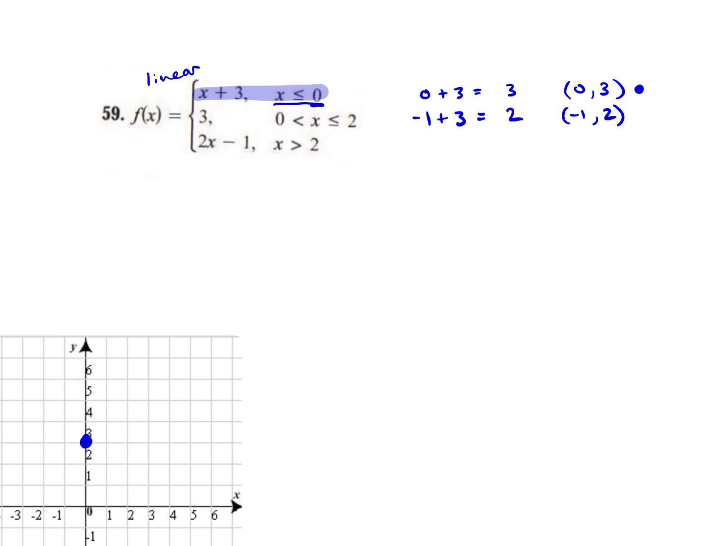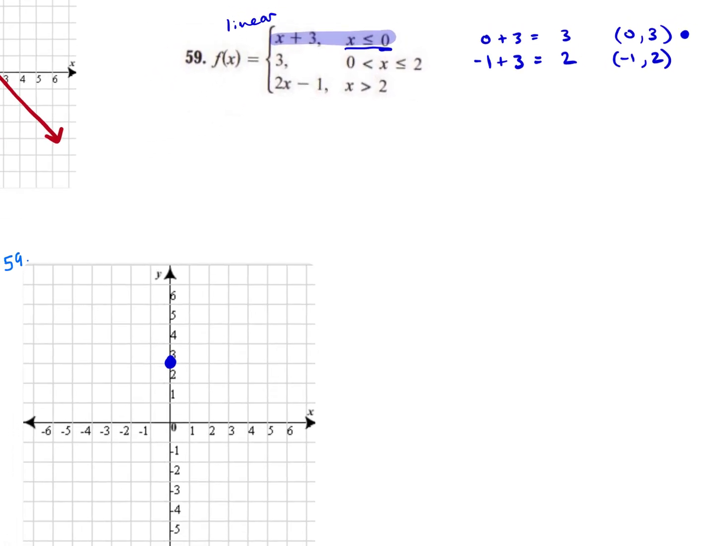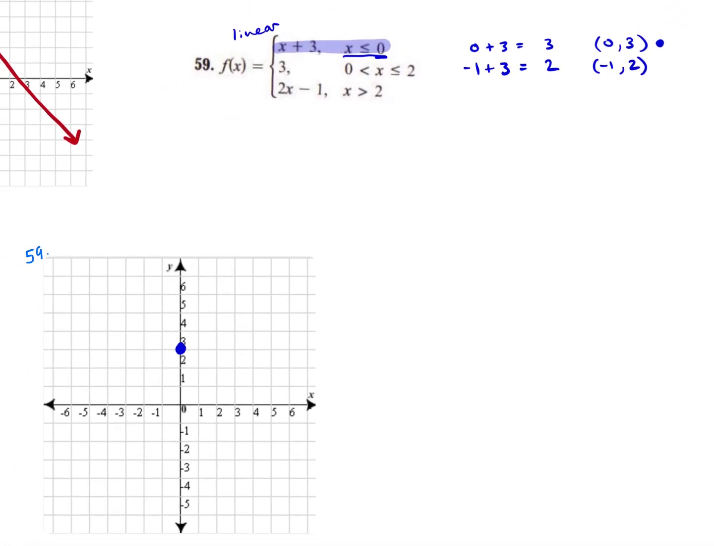Now remember, the second piece just shows us direction. So it's not a defined open or closed circle. It's just which way our line is going. So go to the left to -1 and up 2. My graph is going to go this way.